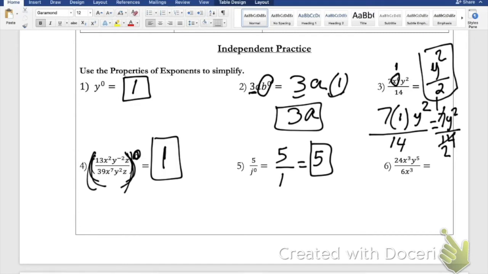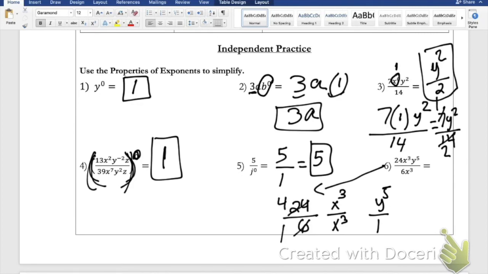Number 6. If you look here with me on number 6, notice that you have 24x to the third, y to the fifth, over 6x to the third. If I break this problem down a little bit, basically I have 24 over 6. I have x to the third over x to the third, and then I have y to the fifth. And if you want to make it over 1, you can. This fraction, just like any other fraction, if you had 24 over 6, you could reduce both sides by 6. So 24 divided by 6 is 4. 6 divided by 6 is a 1. So now this fraction becomes 4 over 1.